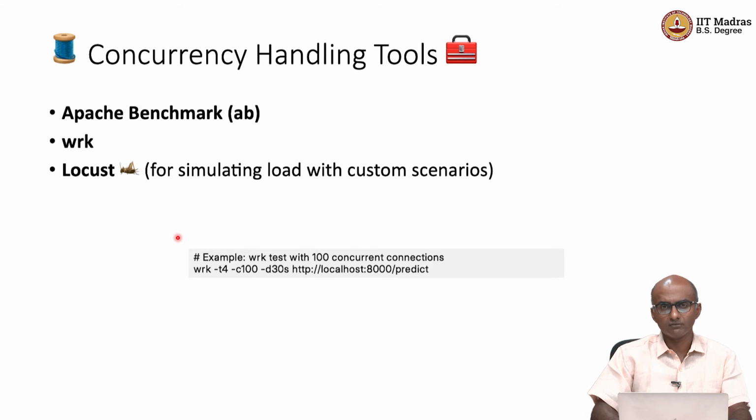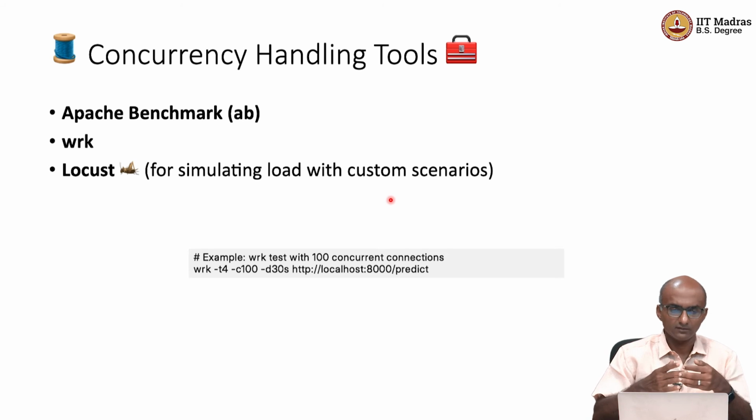So what tools are available for concurrency benchmarking? Apache Benchmark, Work or WRK, and Locust are three very good examples. Again, open source, again, easy to use. Locust is in particular quite useful for simulating load with custom scenarios, which means, let's say you want a range of different types of requests that come in, not just predict on a model. Then you can use Locust to actually simulate that.